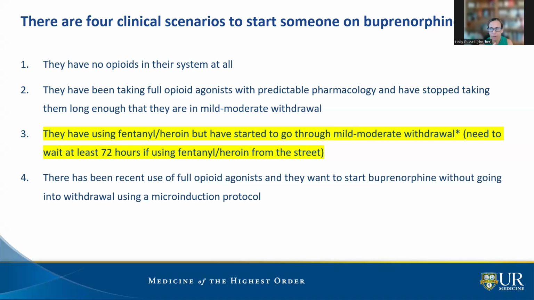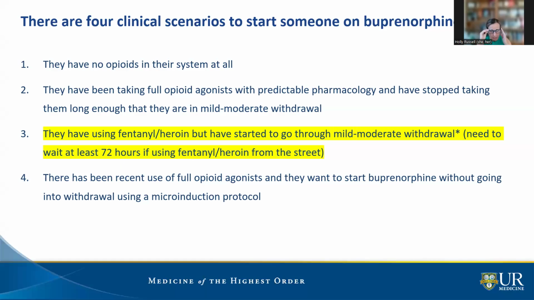That would be a scenario where you would feel comfortable that enough of the opioid was out of their system that you could safely start the buprenorphine. The third scenario here is if they have been using fentanyl or heroin from the street, and they have started to go through mild to moderate withdrawal.